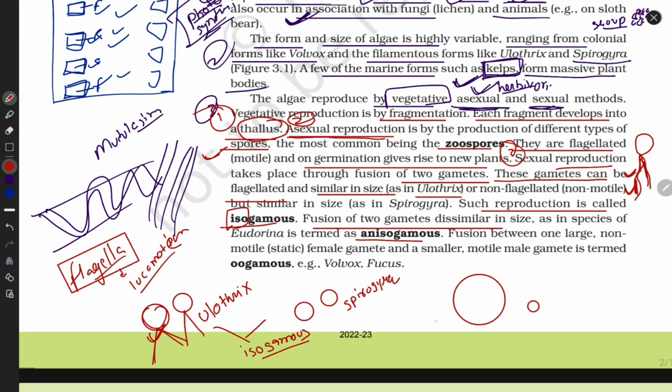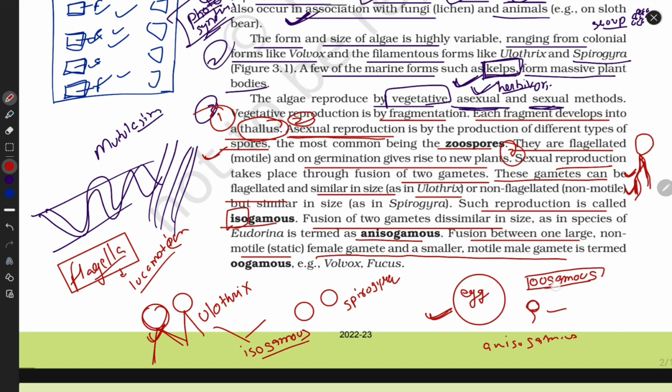Anisogamy means dissimilar in size. One is large and one is small. Clear, guys? We can call it anisogamous. Now, fusion between one large, non-motile, static female gamete and a smaller motile one. Guys, this is the egg, which is large and non-motile, and this is the male gamete, which is small and motile. This type of fusion we call oogamy.